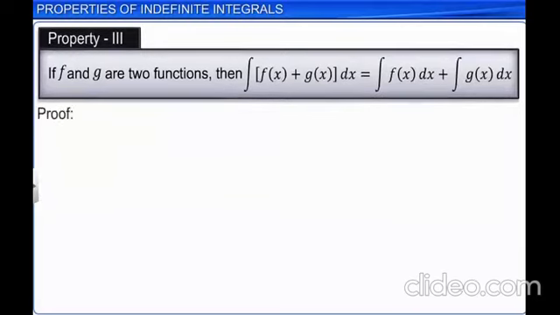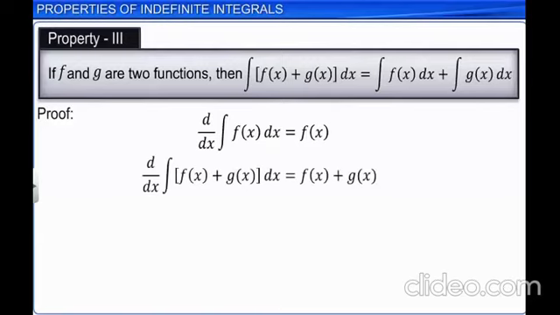Before we proceed with the proof, let's look at property 1 of indefinite integrals once again. It states that the derivative of integral of f of x into dx is equal to f of x. In this property, let's replace f of x by f of x plus g of x, which gives derivative of integral of f of x plus g of x into dx is equal to f of x plus g of x. Let's take this as equation 1.